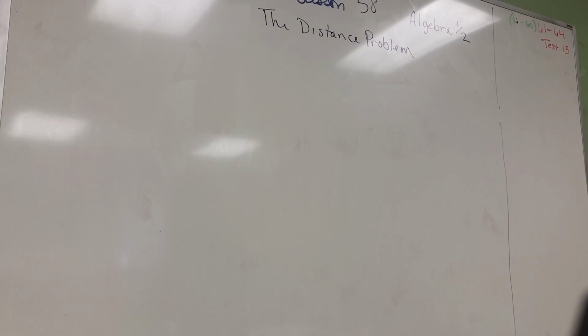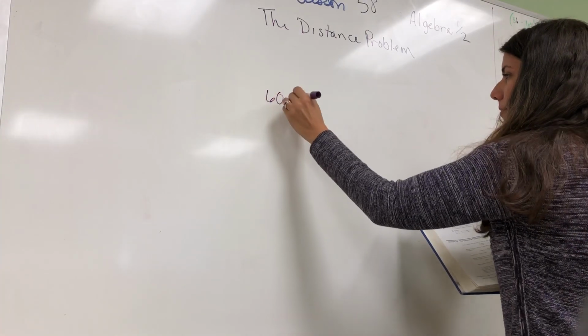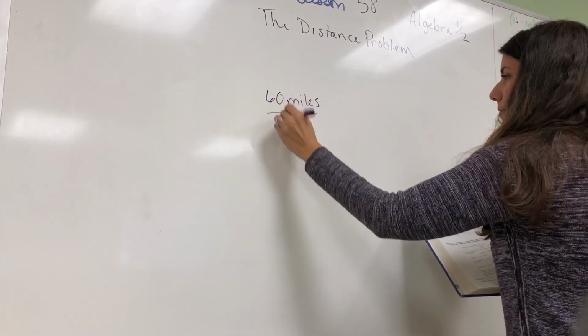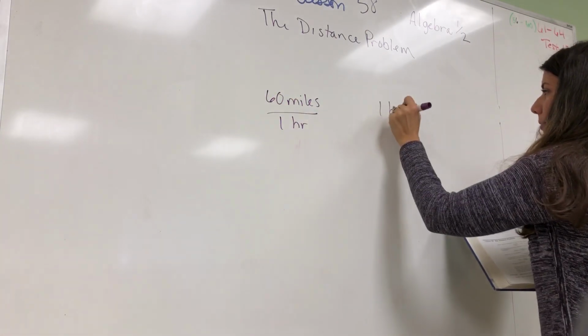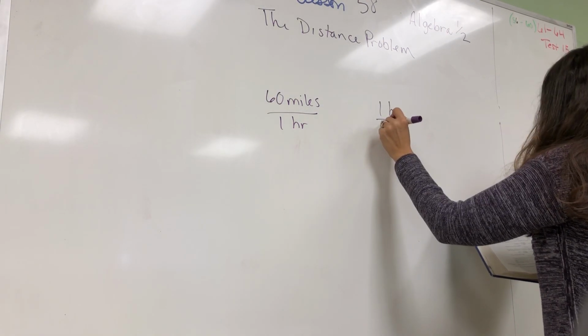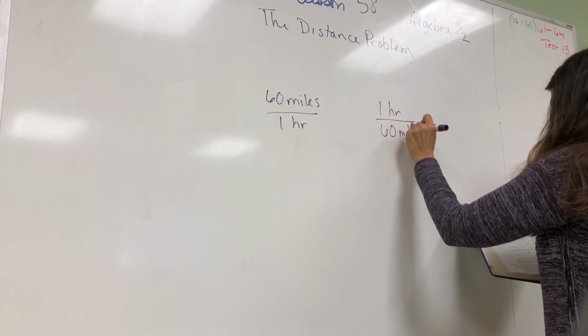All right, lesson 58 is the distance problem. Jimmy can drive 60 miles in 1 hour. The statement gives us two rates. You could either say 60 miles over 1 hour, or 1 hour over 60 miles.